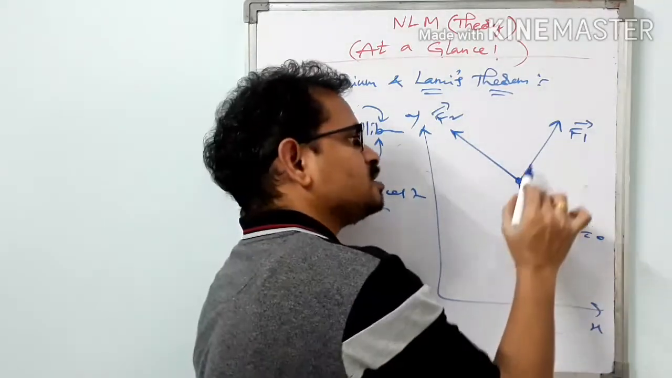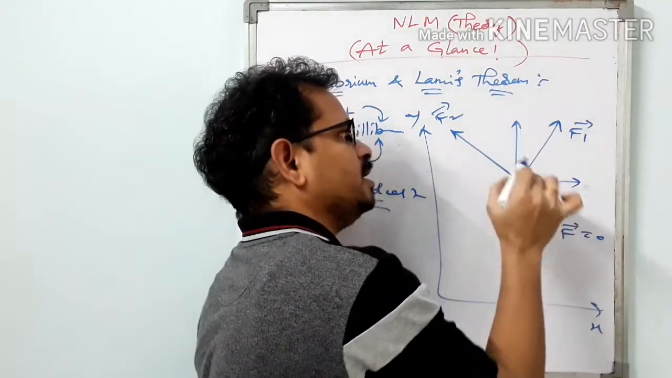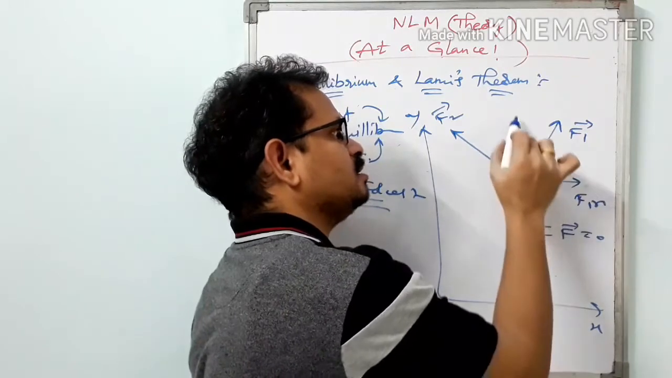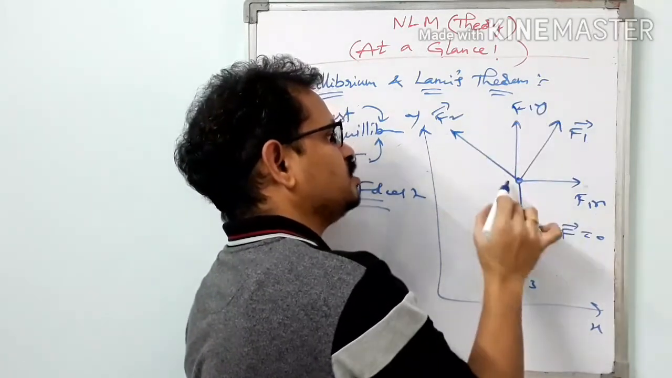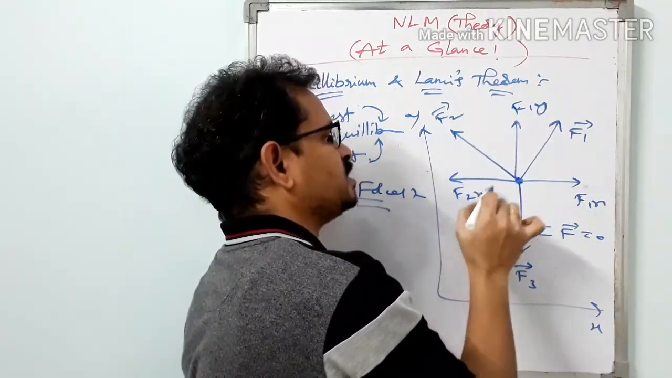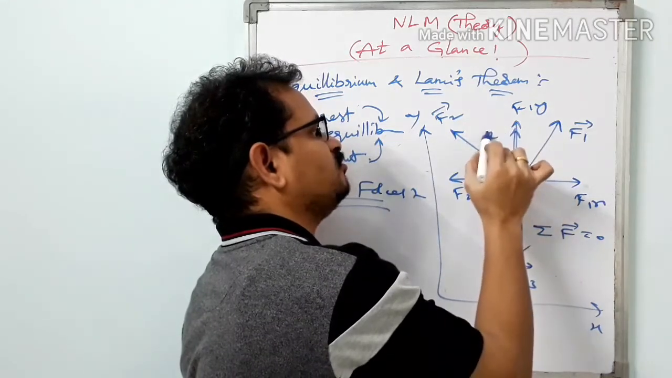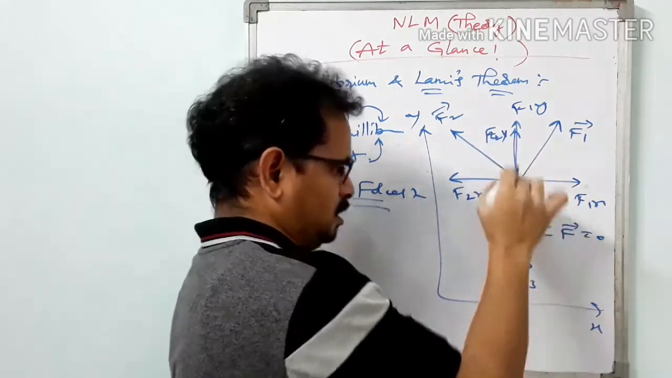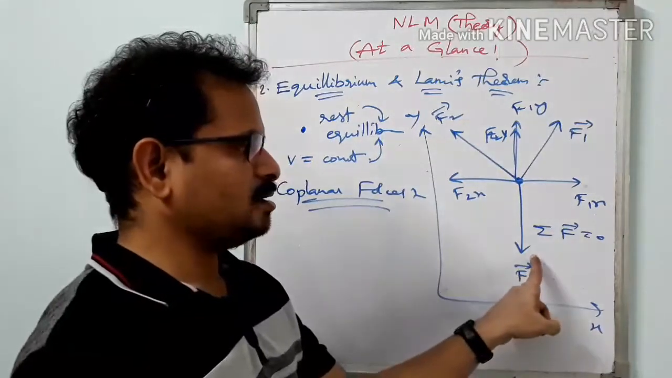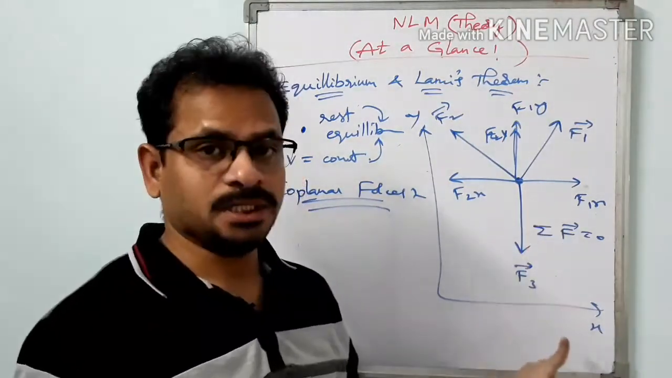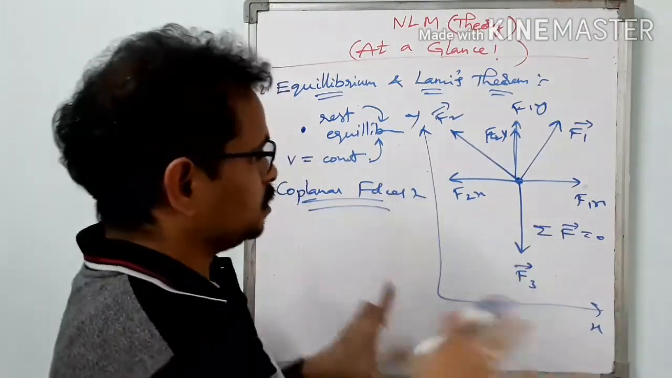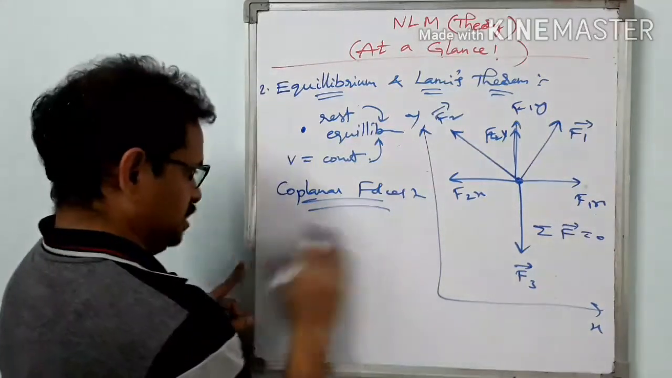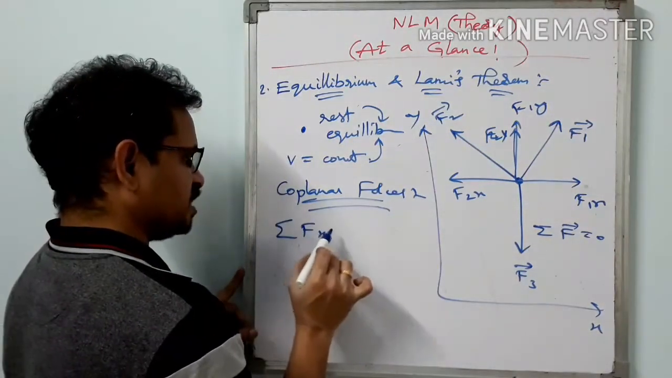Just resolve the forces into components, x component and y component. This force F1x in this direction, F1y. This one F2x in this direction, F2y. This one is already along the y direction, along the negative y-axis, so we cannot resolve this. Okay, so in this way, after resolving the forces, just do this: summation of Fx equals 0.